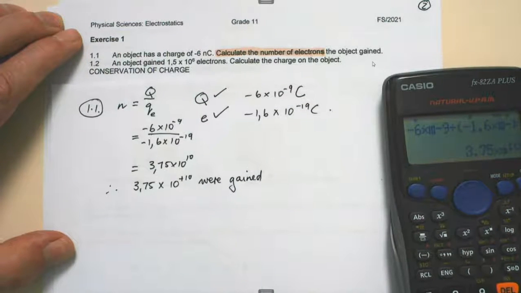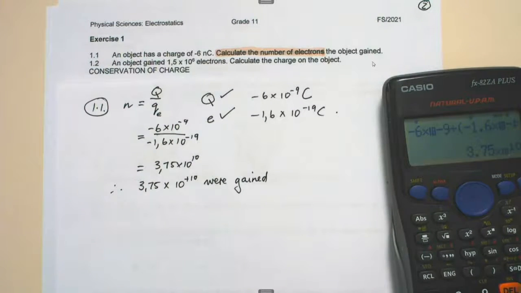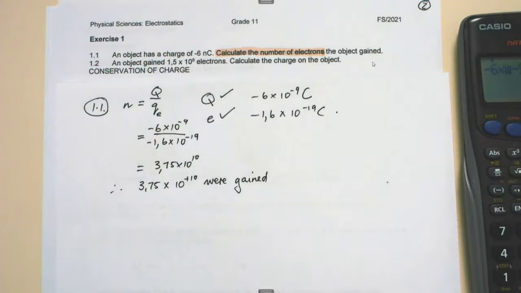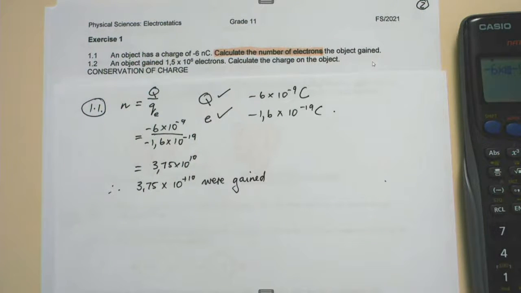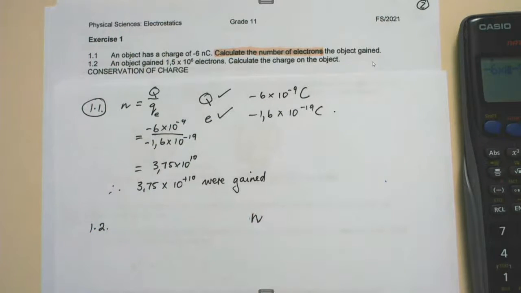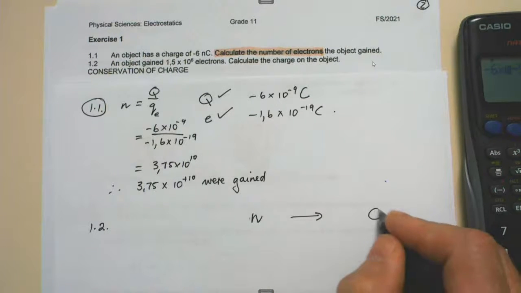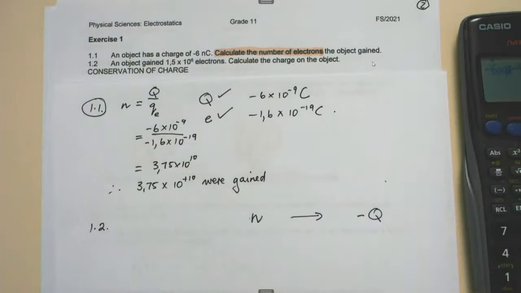So now at 1.2, I'm telling you an object gained 1,5 times 10 to the power 6 electrons. So I'm giving you the number. So I'm looking here at 1.2. What was given to me was the number of electrons that an object gained. And from that number gained, I know that that charge will be negative because it gained electrons. Now I ask you, calculate the charge on the object.